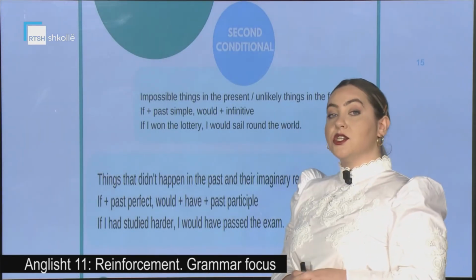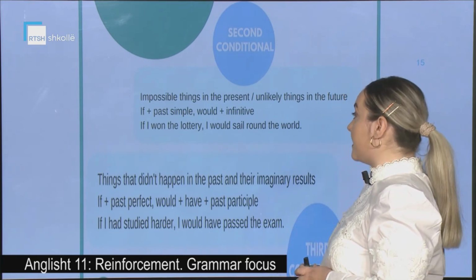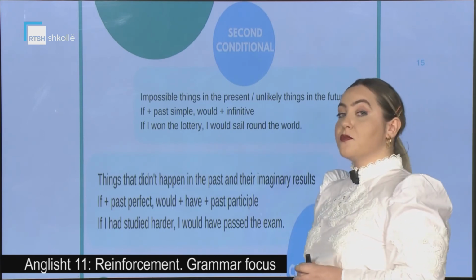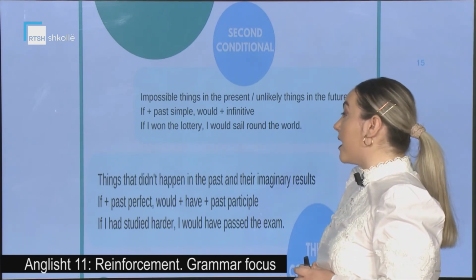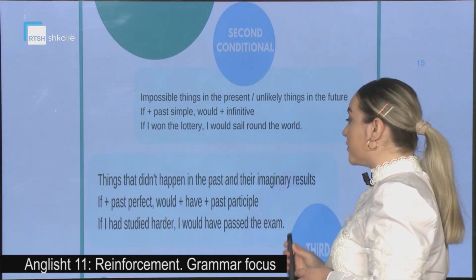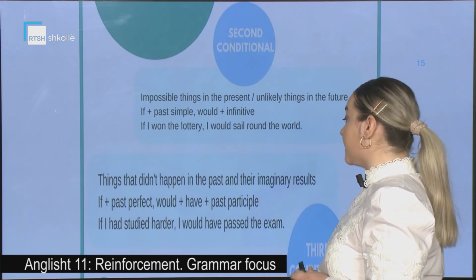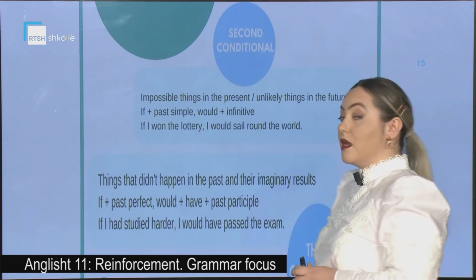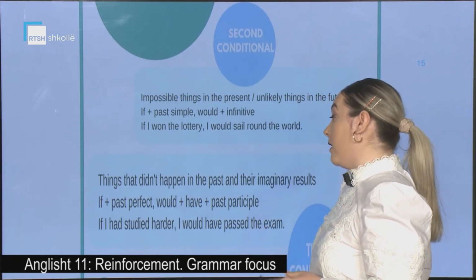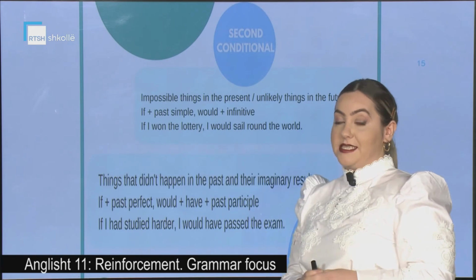The second conditional. It's used for impossible things in the present or unlikely things in the future. It is formed by if plus past simple and it results in would plus infinitive. The third conditional, it's used for things that didn't happen in the past and their imaginary results. It is formed by if plus past perfect and it results in would plus have plus past participle.